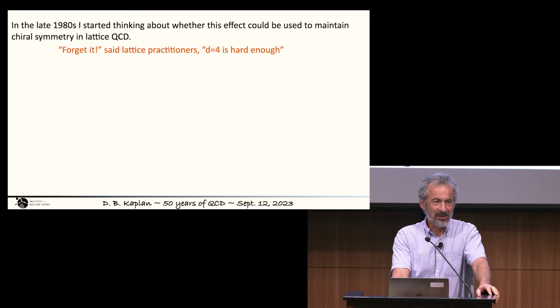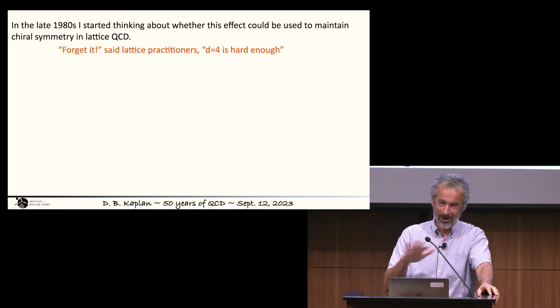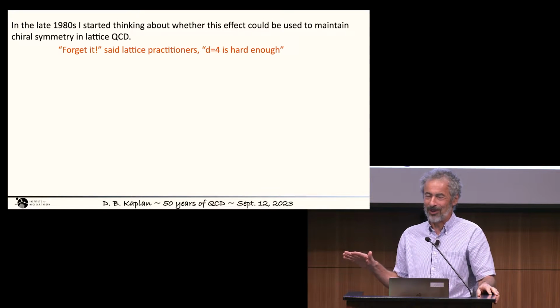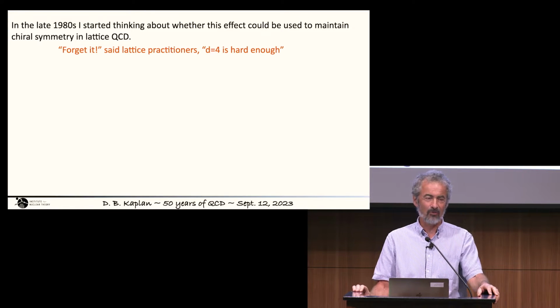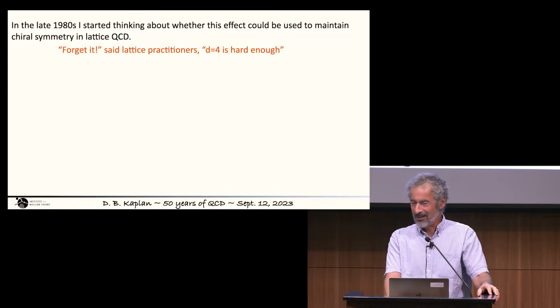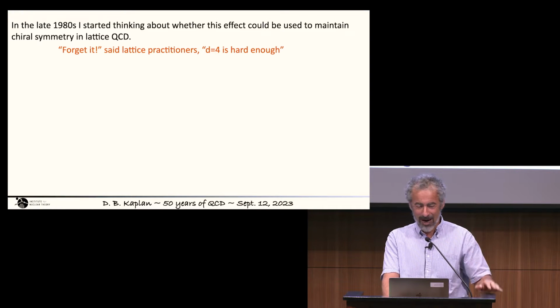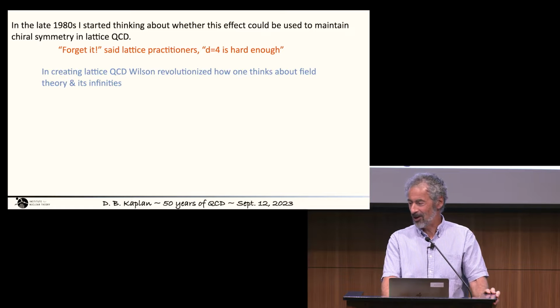I mentioned this idea in the late 80s to some lattice practitioners, and they said, no way, no way. It's hard enough doing QCD in 4 dimensions, we're not doing 5. This is at a time when my desktop computer had 4 megabytes of RAM, which is barely enough for one photograph. And the extra dimension seemed like a way too big a price to pay for some, perhaps, solution to avoid fine-tuning to get chiral fermions.